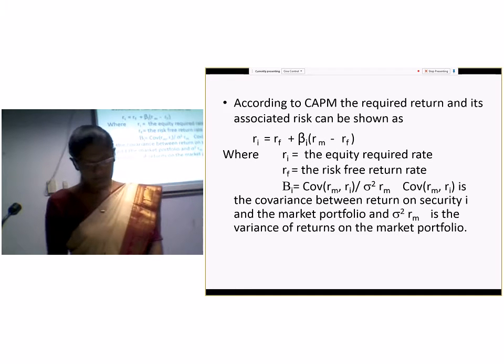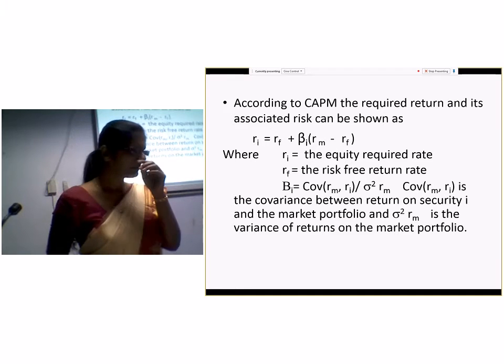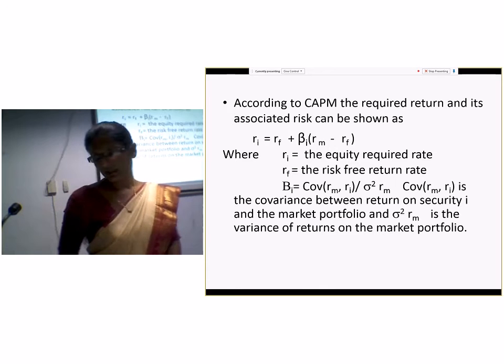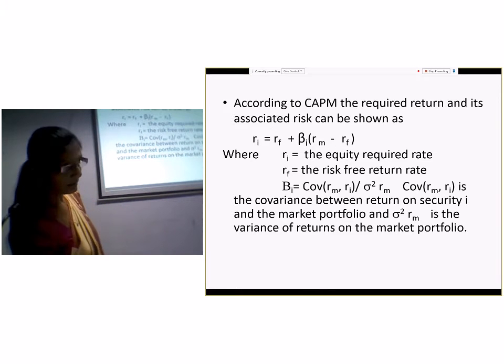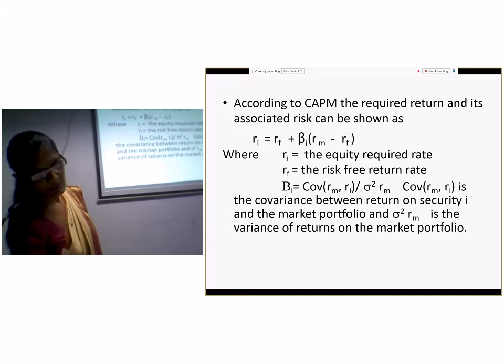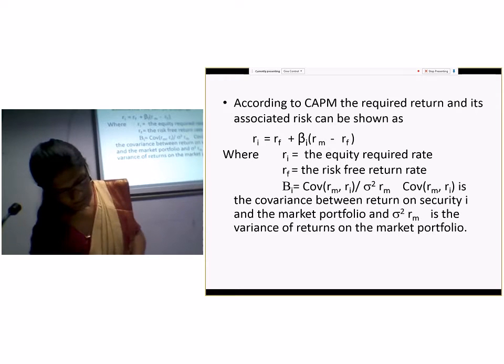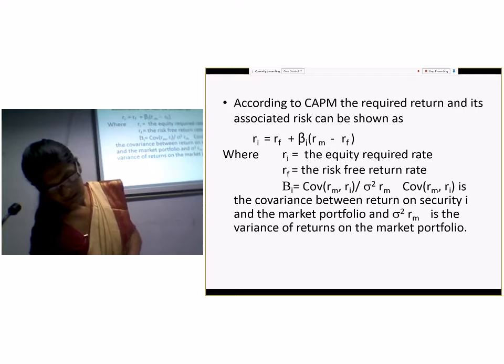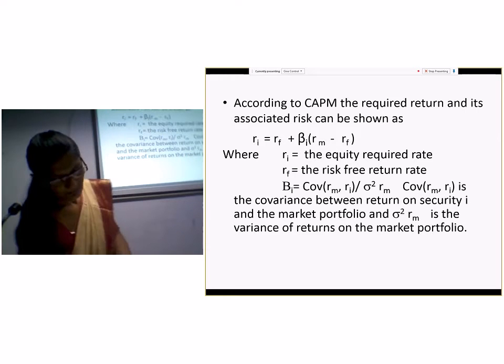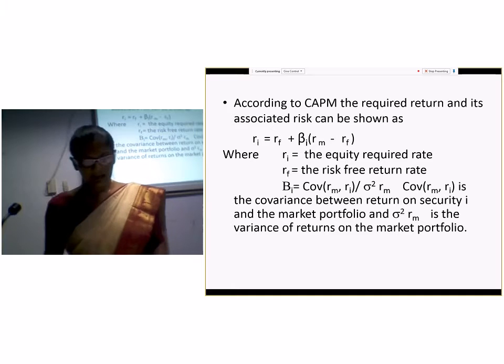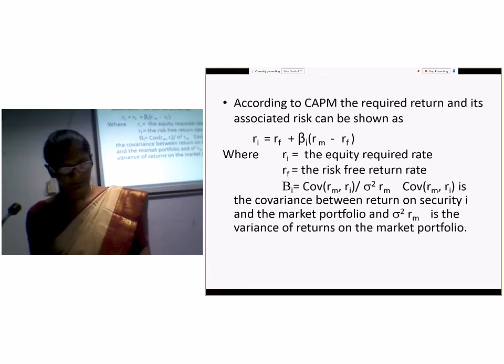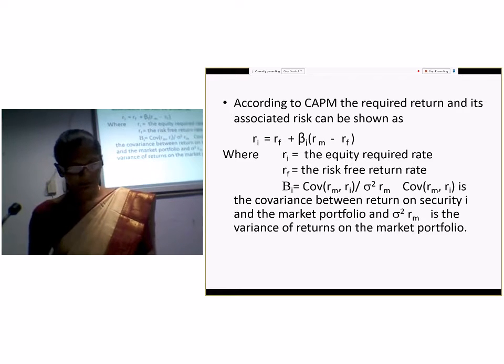Like we used in the previous calculations, the cost of capital of domestic firms, we use the CAPM model here as well, right? The same model I have mentioned here, there is no difference, right? What is this RM minus RF? We have defined that RM minus RF, that is the market risk premium, right? That is the market risk premium.